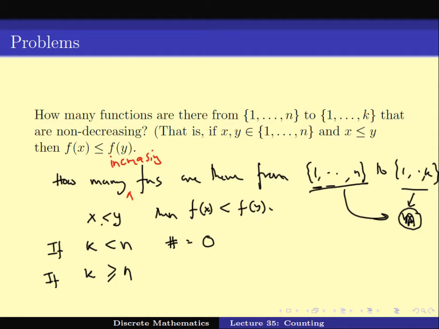I say I have picked the set A. So if A is a subset of 1 to k of size n, then there is only a unique way of sending the set 1 to n to the set A, because I have to send the first element, the element 1, to the smallest element in A, the second one to the second smallest element in A, and so on. So the number of increasing functions is the same as the number of ways I can select n objects from 1 to k. So the number is equal to k choose n.